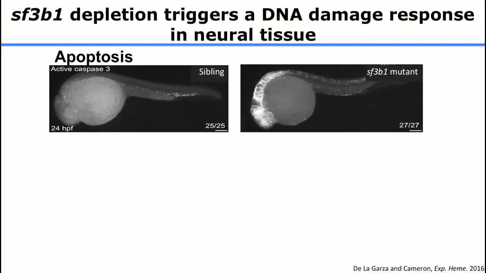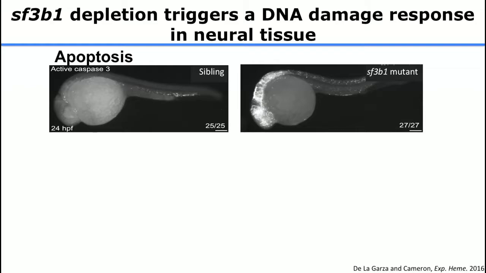The first thing we did was to look at active caspase 3 staining, which marks the apoptotic cells. If you look at the Sf3b1 mutants, this active caspase 3 staining is really highlighting the brain, the eye, and the spinal cord. What I didn't mention is Sf3b1 is a ubiquitous factor. Every cell in the animal has it, and it's essential in every cell in your body, my body, and all organisms. But we don't see cell death everywhere. We see cell death in the brain and the spinal cord. So this was telling us that we're seeing a specific apoptotic response.